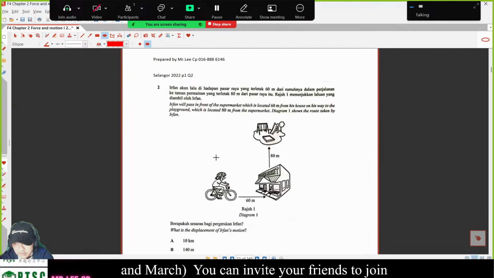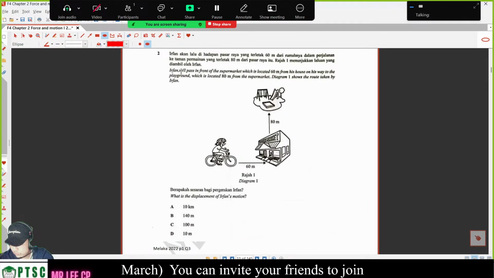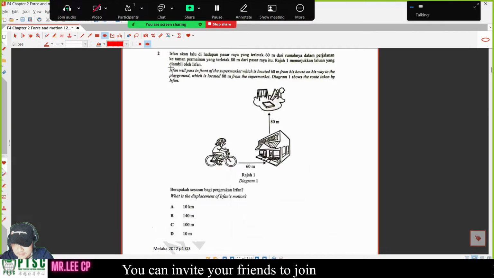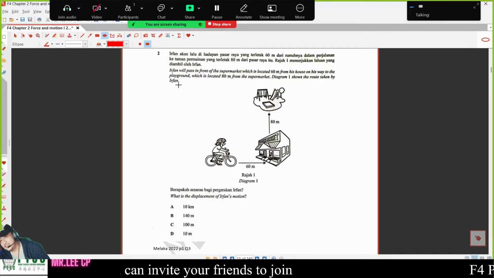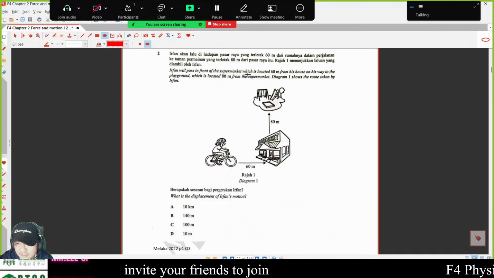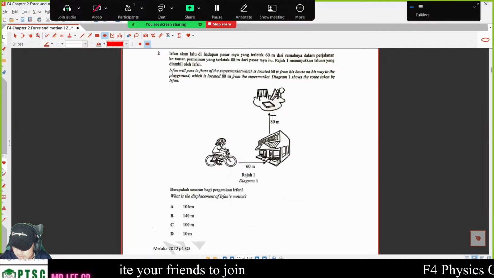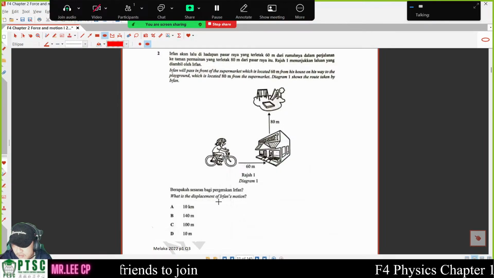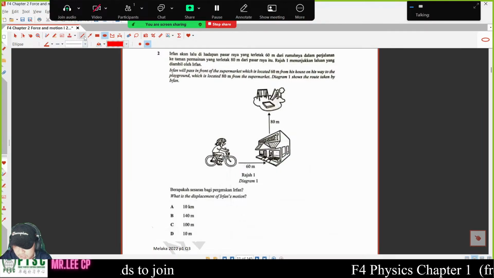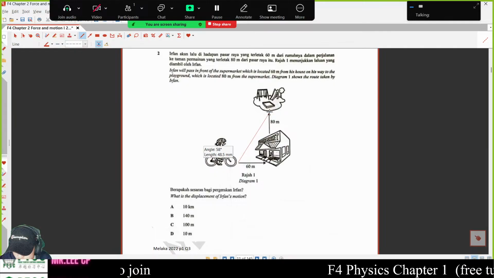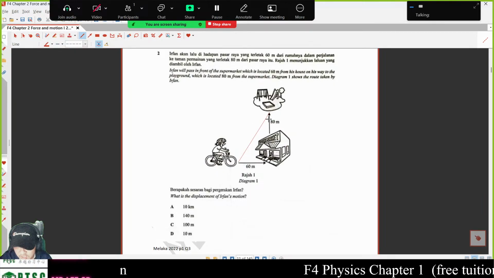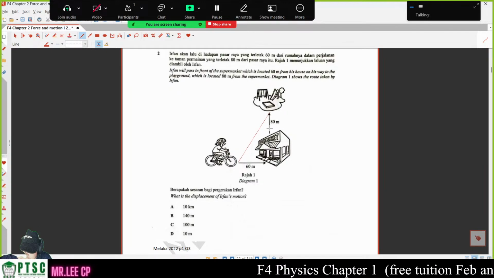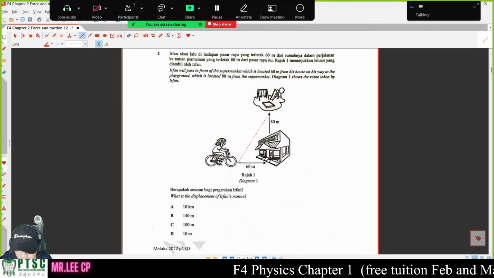Okay. Now we continue with more questions. Ifan, I don't know how to pronounce this, will pass in front of the supermarket in 60 meters and then 80 meters here to the playground. What is the displacement? Displacement is where you start to where you stop. 60, 80, 100. So the answer is 100. If it is distance, you have to add them.